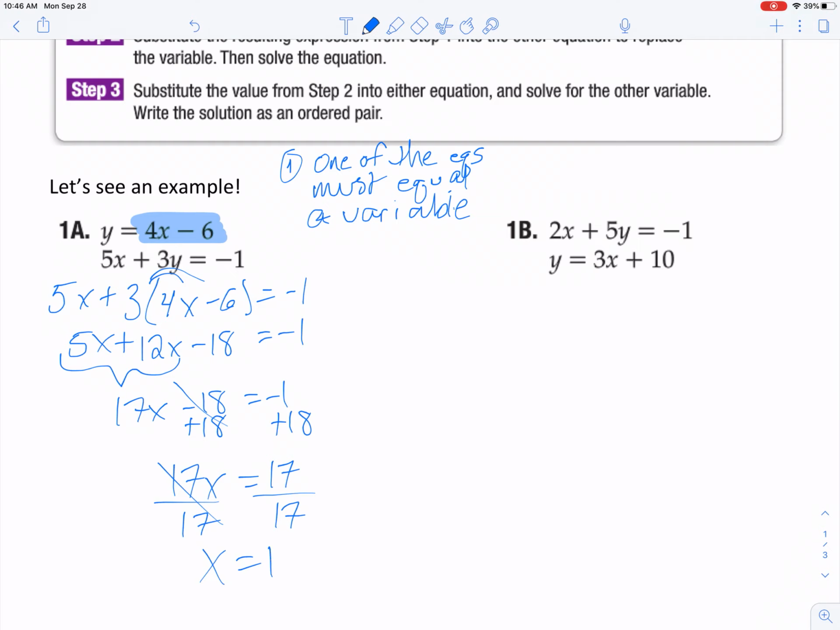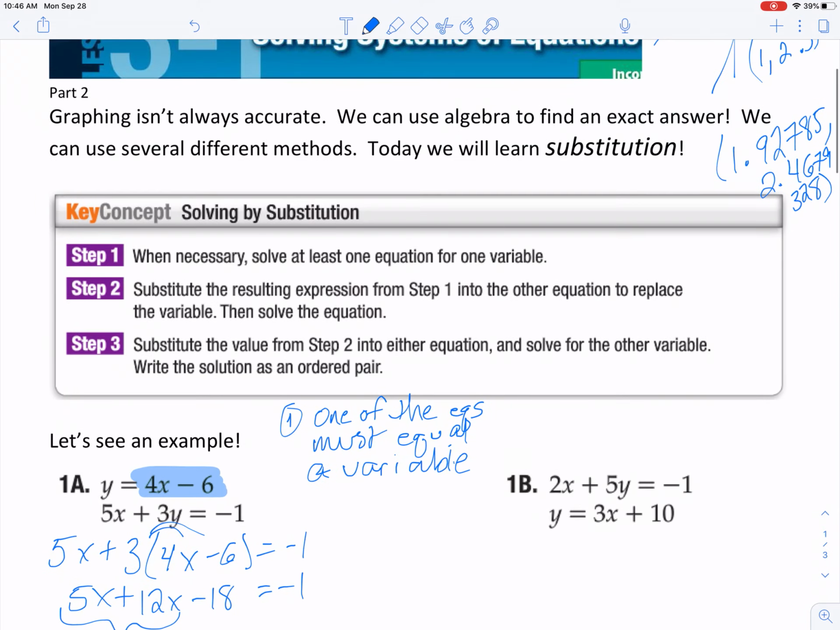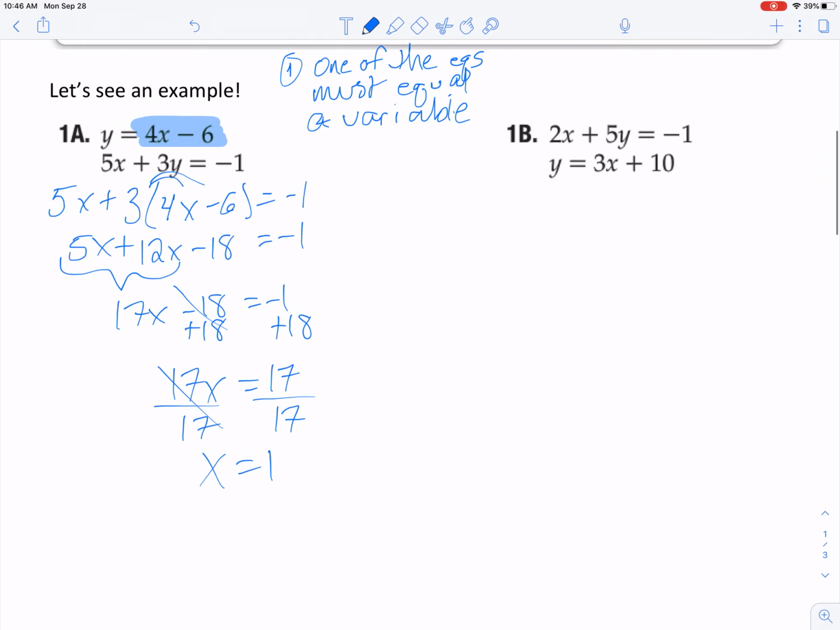Now, here's a problem. Yesterday, if you noticed, all of my answers were in point form. All of your answers today are going to be in point form. But so far, I only have an x. Here's what you need to do. Take this x, plug it back in to one of the top equations. It doesn't matter which equation you use on top. Both of them will give you the same answer.